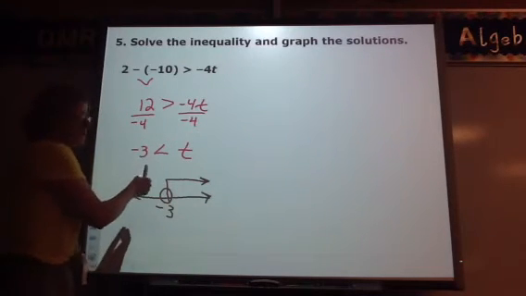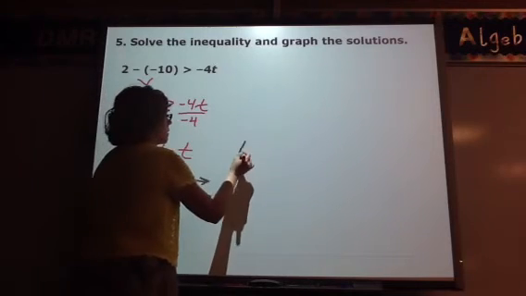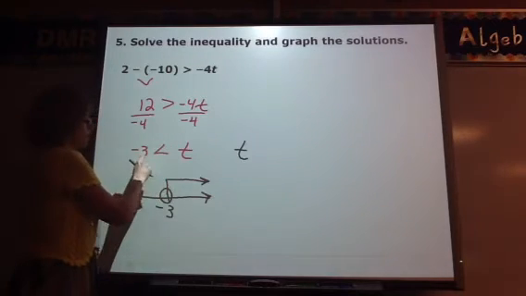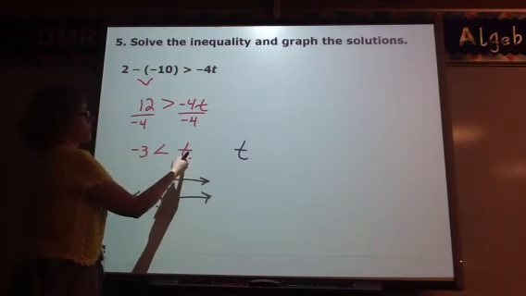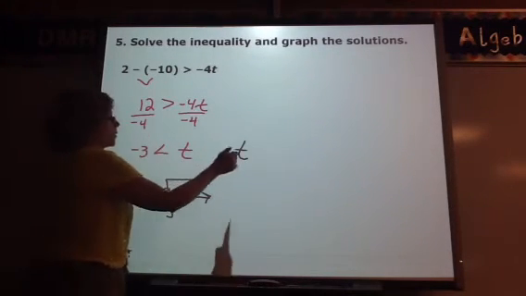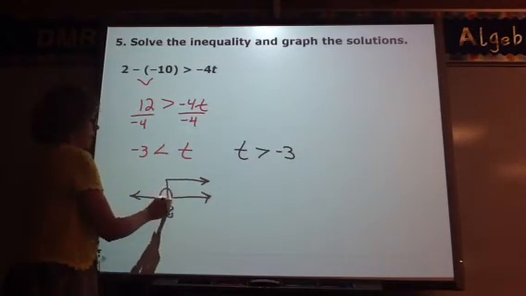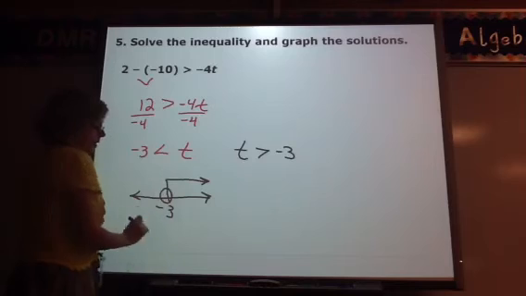Guys, if this is confusing you, rewrite it with your variable first. When you do that, because this says negative 3 less than t, or you would say t is greater than negative 3, you must switch that inequality symbol back. T is greater than negative 3.